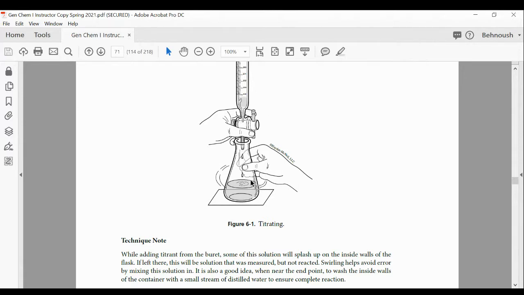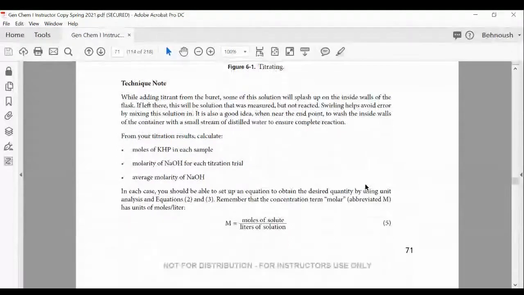Appearance of the pink color is more obvious than the disappearing, because disappearing would be hard to see since it's very gradual. So that's why we prefer to always have the acid in a flask and the base, or sodium hydroxide, in the burette. But it doesn't have to be the case. This is just for easier recognizing of the color change.